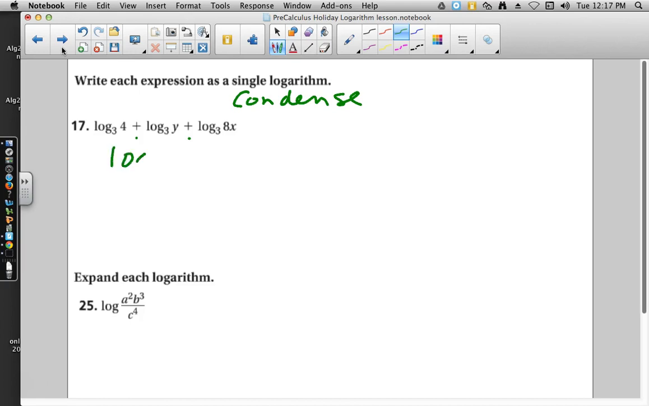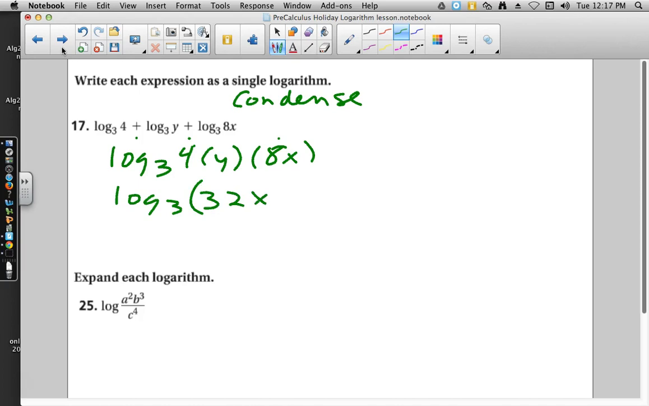So what I really need to do is the logarithm base 3 of 4 times y times 8x. So we'll go ahead and do that, and we'll have 4 times 8 is 32xy. So that's the logarithm base 3, and we wouldn't necessarily need the parentheses, of 32xy. So as basic as that.